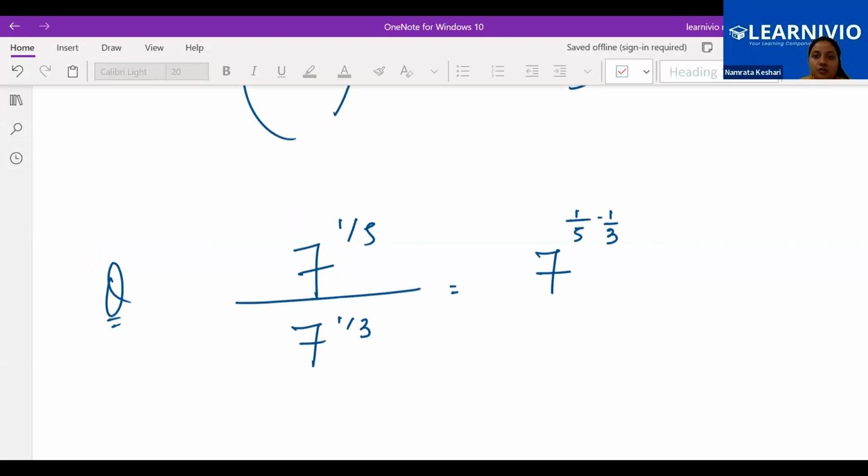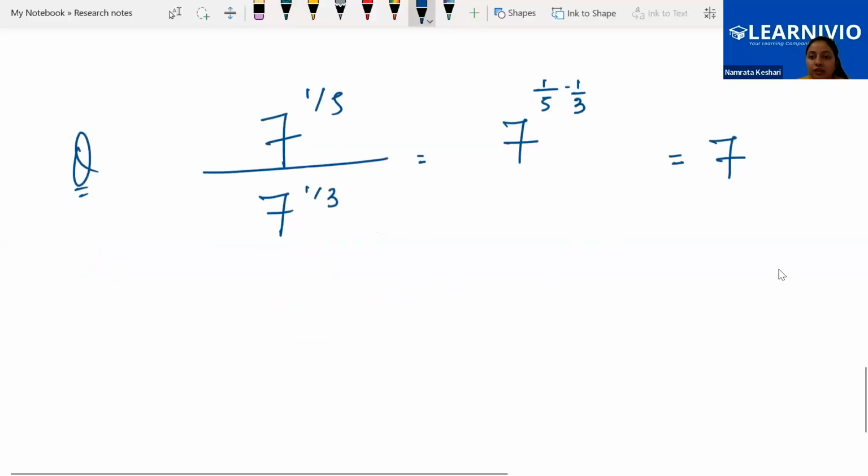Okay. So, what we will be having after that? 1 by 5 minus 1 by 3 is what? Ma'am, we need to take LCM, which is 15. That means 3 minus 5. Perfect. It will be 7 to the power what? Minus 2 upon 15.